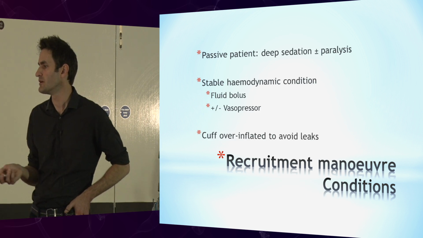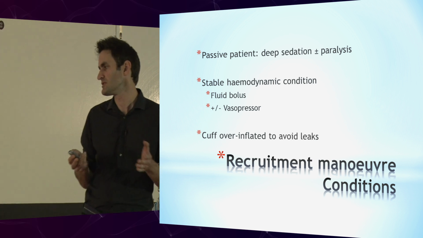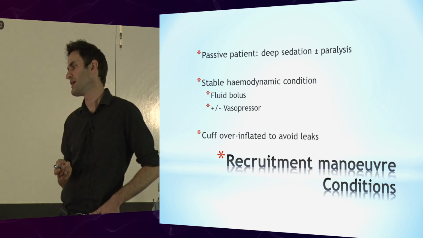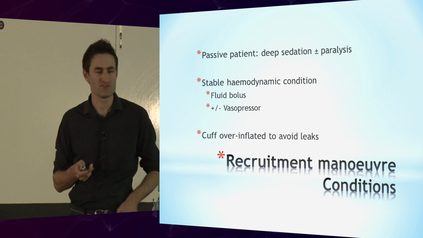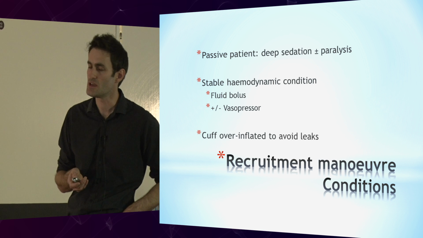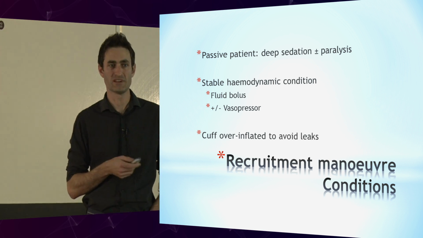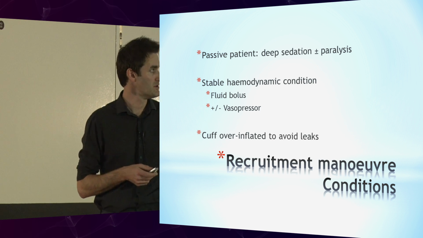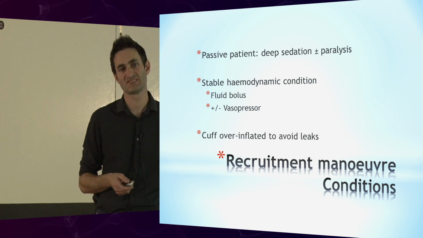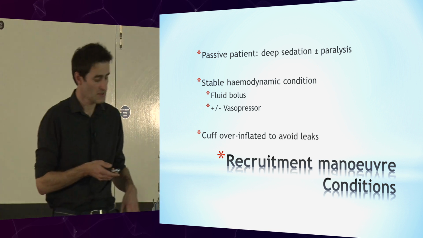Let's go back up again. So, the recruitment manoeuvre itself. We've done our assessment. We've decided that the patient is recruitable. And how do we actually do it? So what are the preconditions that we require? We need a passive patient. So well sedated, probably paralysed. We tend to paralyse the patients for these manoeuvres. What you can't have is the patient resisting, trying to take spontaneous breaths. So deeply sedated and paralysed, really.